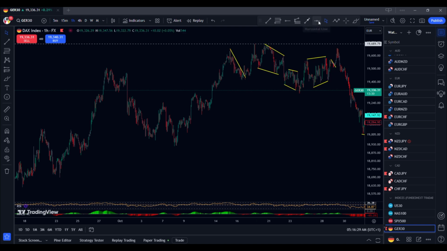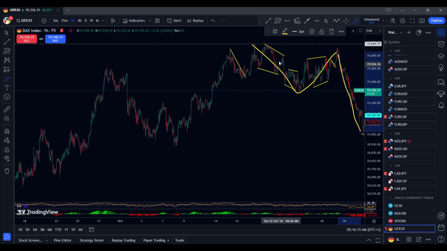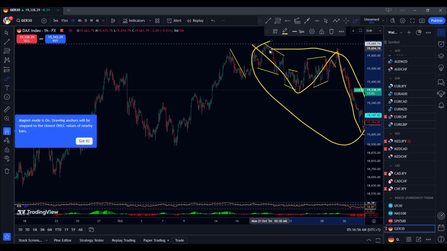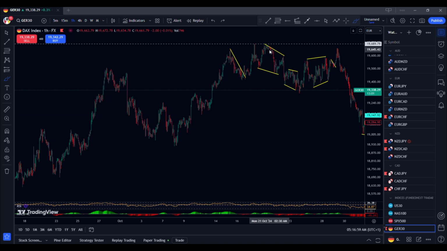Okay, so now that we have gotten one pullback and one impulse, this is now a confirmed trend. So the question is, are we going to continue the trend or not? And we don't know yet until we see evidence that proves we are going to continue the trend or not. So now let's go forward.